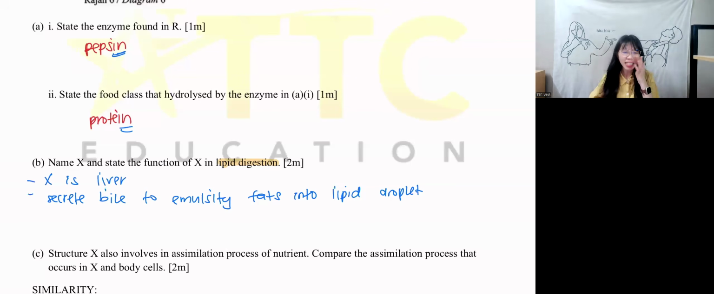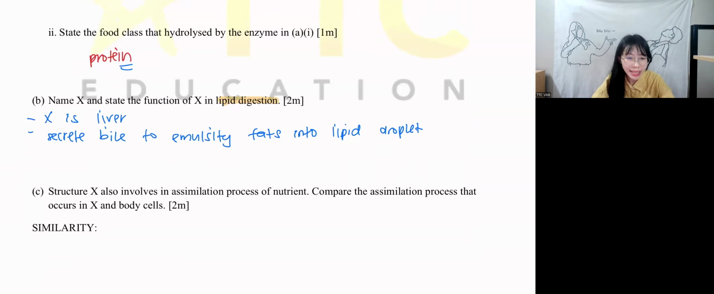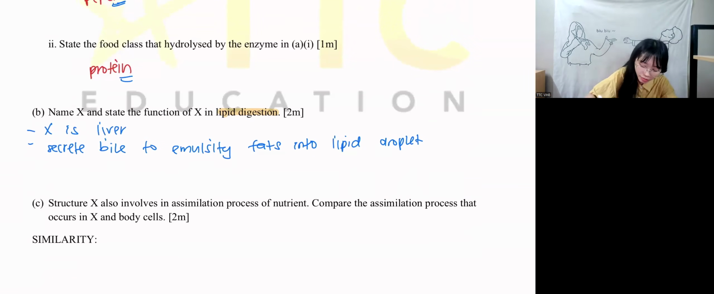Structure X is also involved in the assimilation process of nutrients. Compare the assimilation process that occurs in X and body cell. X, as we mentioned, is the liver. Okay, liver and body cell. What is the difference in the assimilation process? Emulsify means break down, but it's just another word used only for bile. It's called emulsify, it means break down, just another word to be used only for bile.